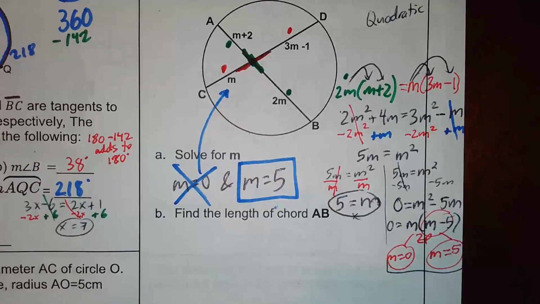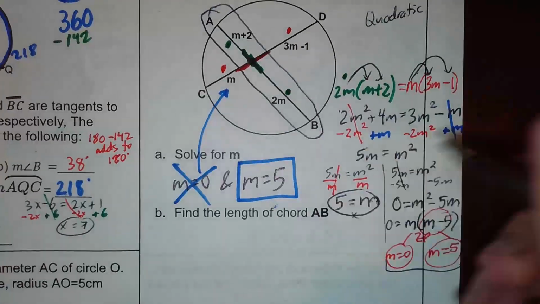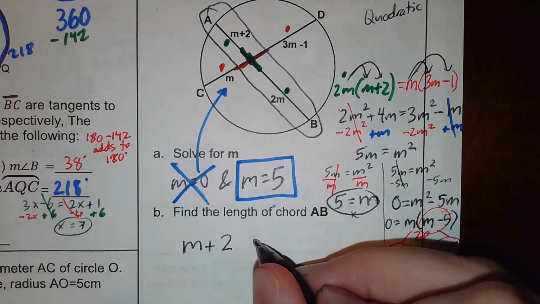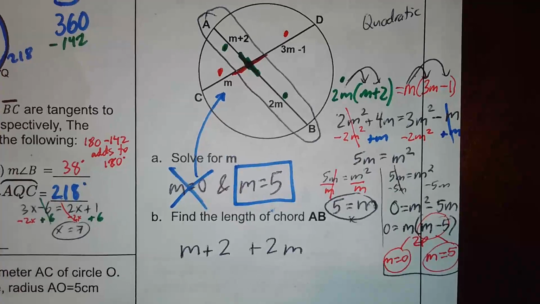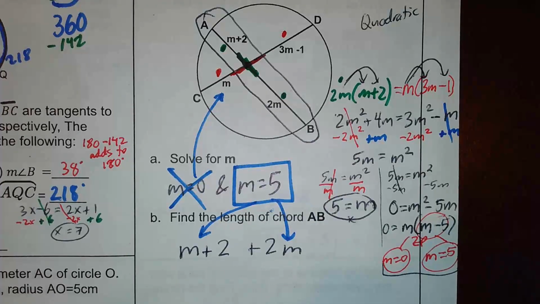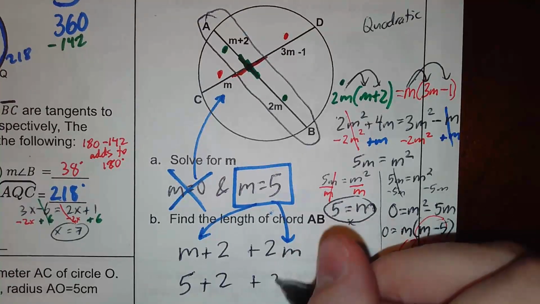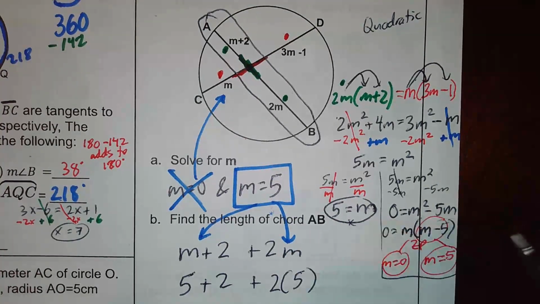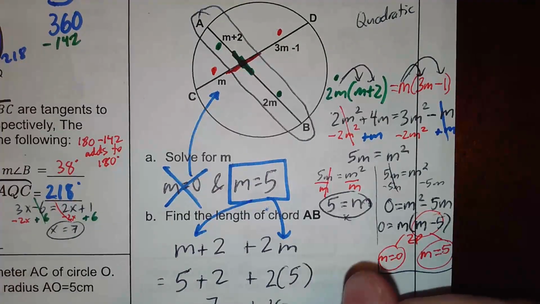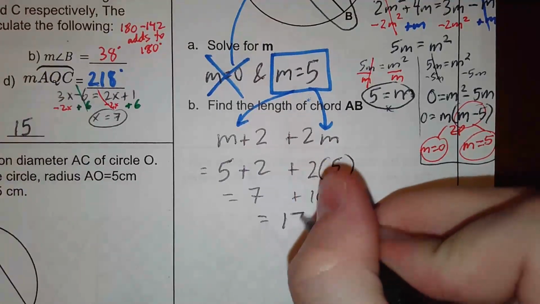All right, letter B. Letter B says to find the length of all of chord AB. So we're going to go ahead and add m plus 2 and also 2m. But what's m? M is 5. We're going to get 5 plus 2 plus 2 times 5, which is 7 plus 10, which is 17.